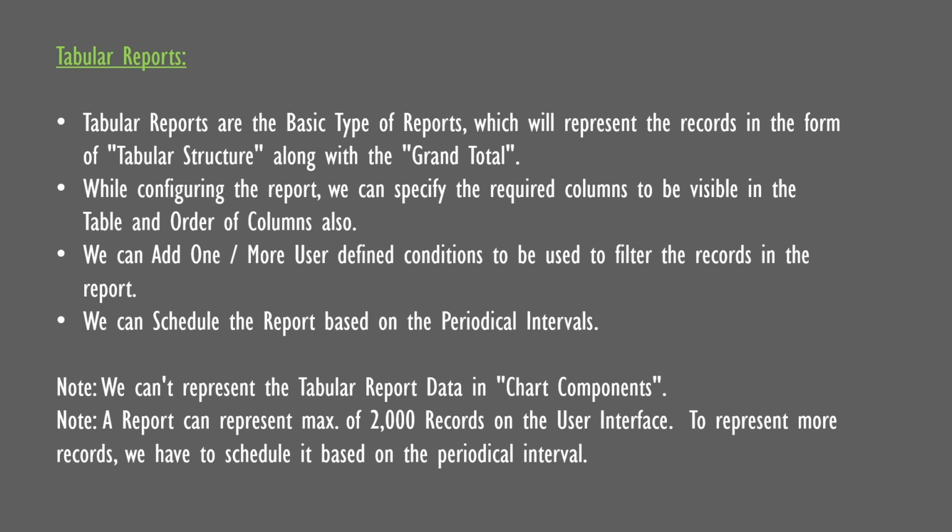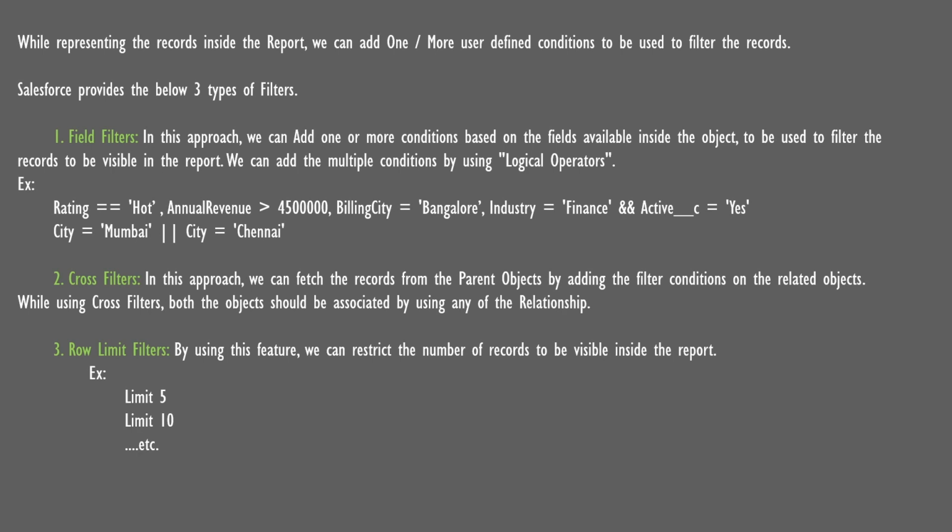Note: we can't represent the tabular report data in chart components. A report can represent a max of 2000 records on the user interface. To represent more records, we have to schedule it based on the periodical interval. While representing the records inside the report, we can add one or more user-defined conditions to be used to filter the records. Salesforce provides the below three types of filters: field filters, cross filters, and row limit filters.